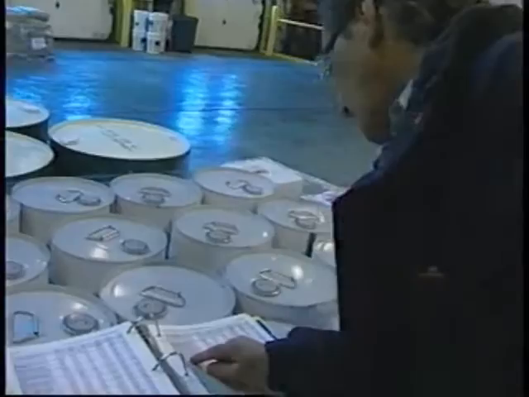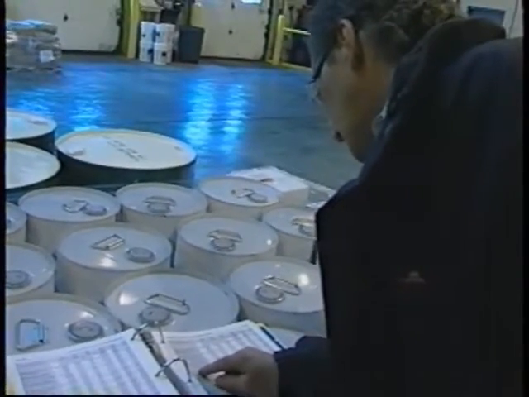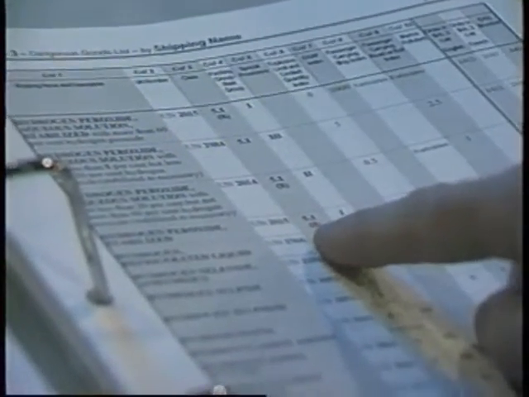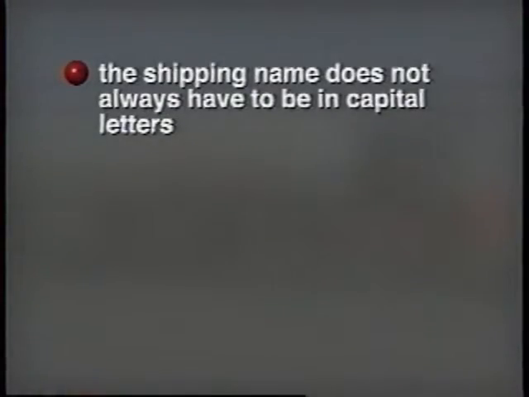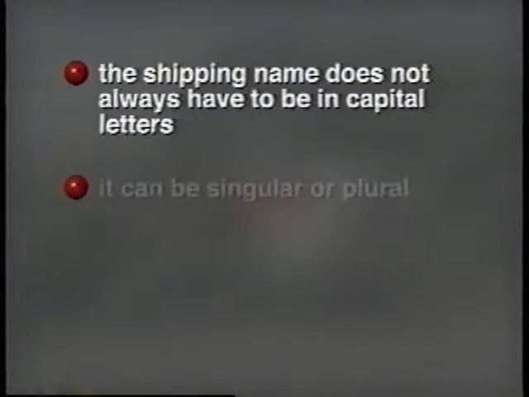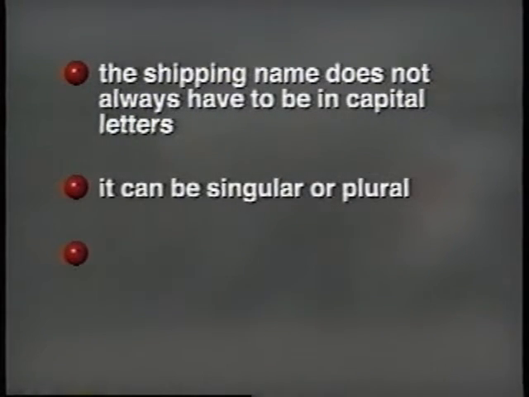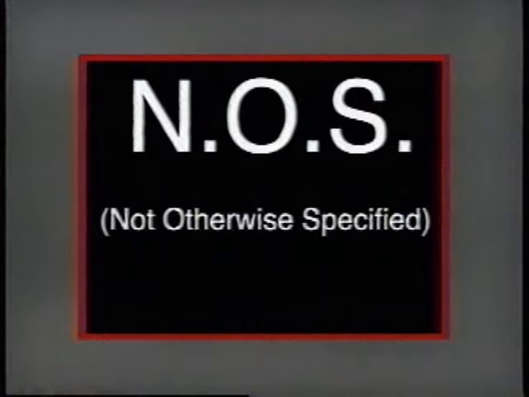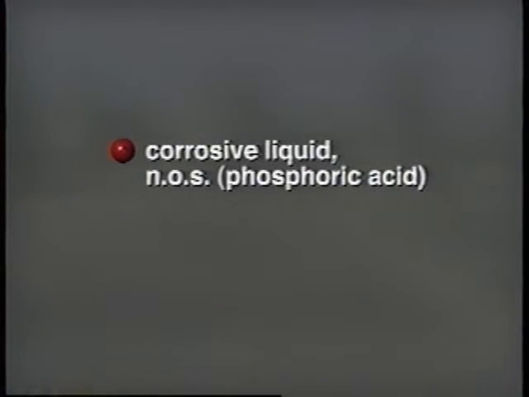To reduce confusion, the dangerous goods regulations include a list of about 3,000 shipping names. The shipper must choose the correct shipping name from this list. Minor variations are acceptable. For example, the shipping name does not always have to be in capital letters. It can be singular or plural. The word order can be changed, as long as it still makes sense. If NOS, or not otherwise specified, is part of the shipping name, the main hazardous ingredient of the product may have to be added. The shipping name might be corrosive liquid, NOS, phosphoric acid.